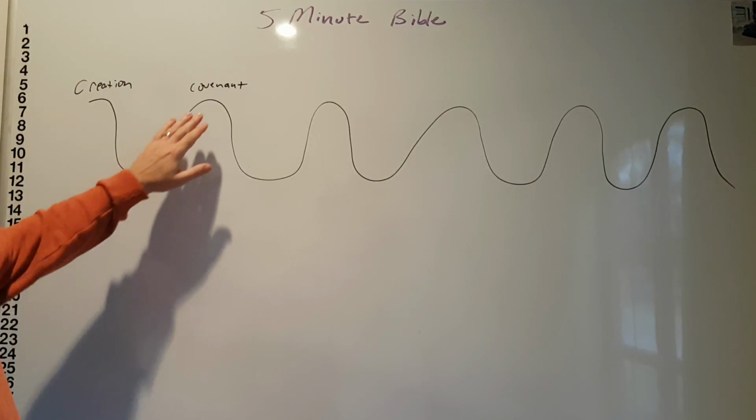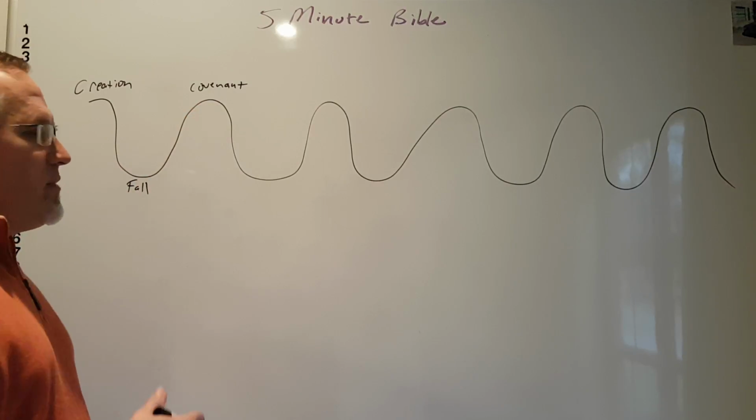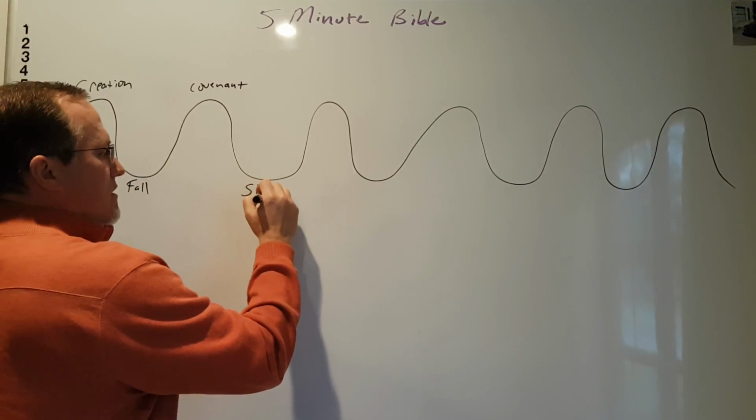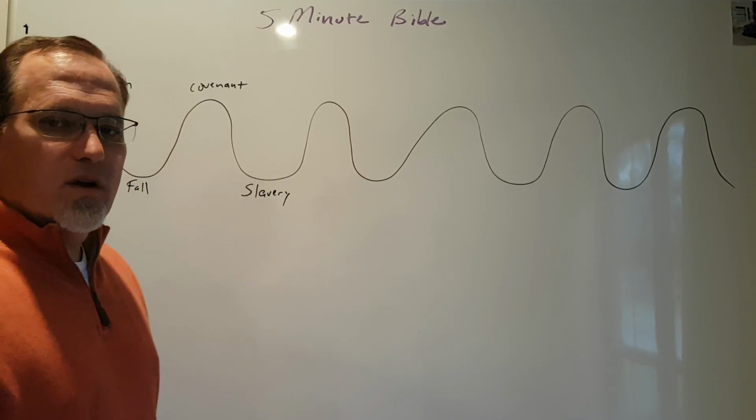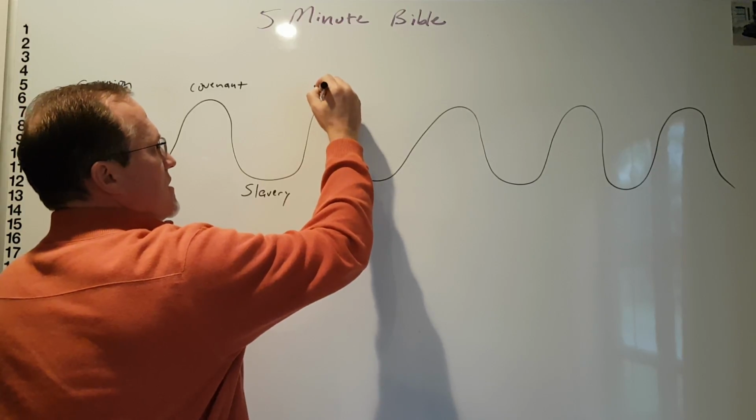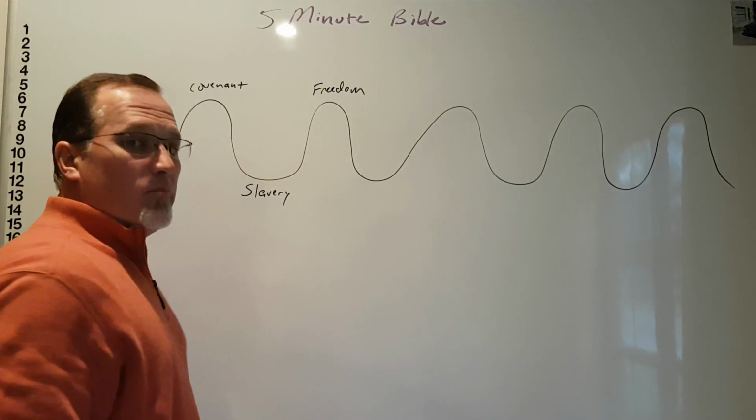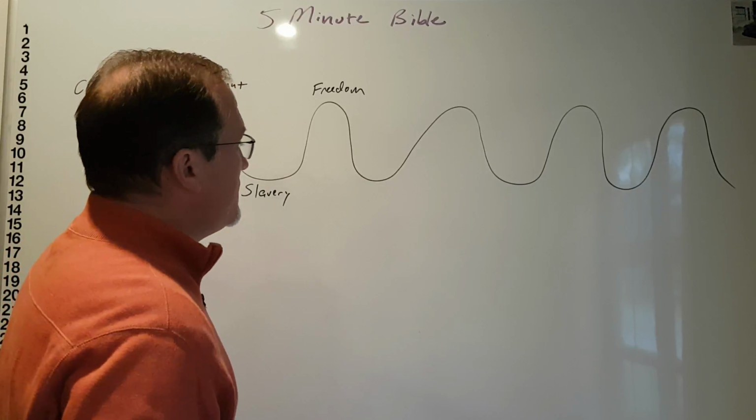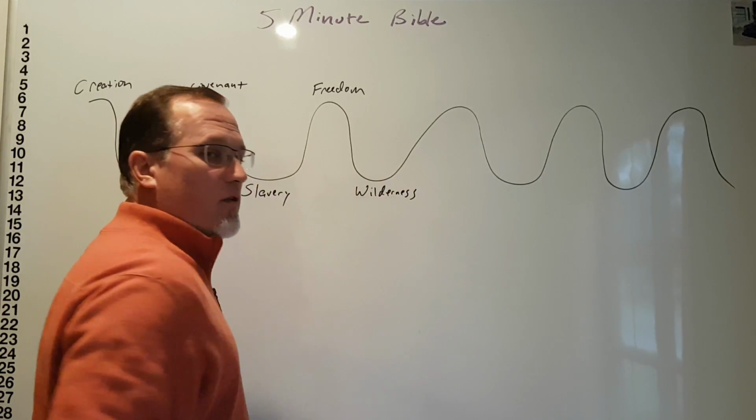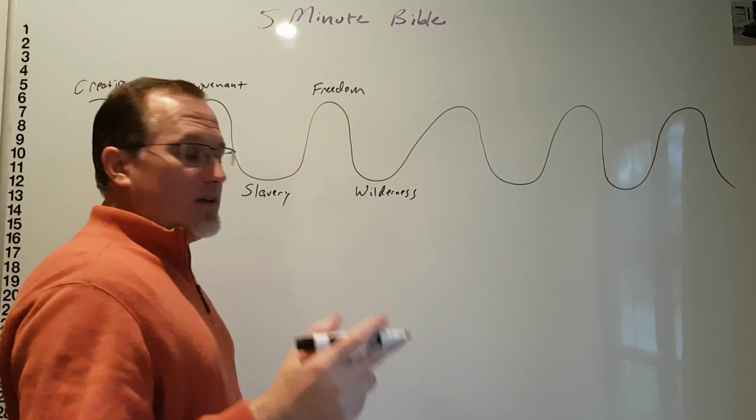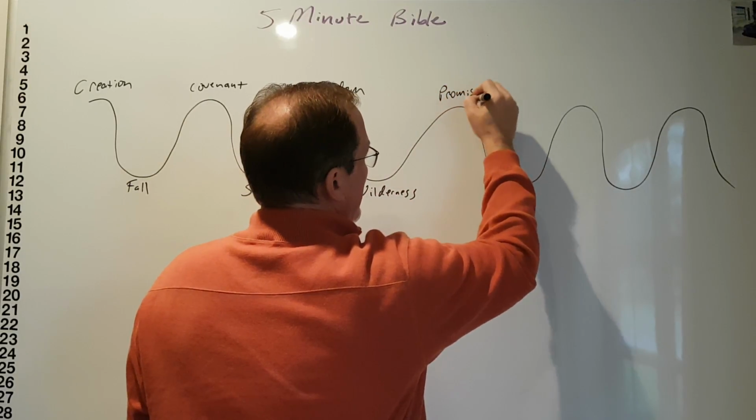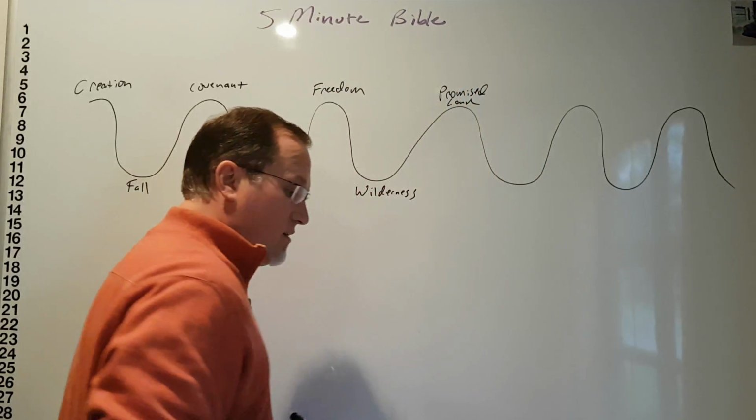So after creation and the fall, God makes a covenant with Abraham that he will make him great and he'll be a great nation. But unfortunately, eventually, the Israelites are put into slavery in Egypt. But God comes to the rescue, and we have the Exodus, and he gives them freedom again. But they rebel against God in spite of the freedom they've just received, and they wind up in the wilderness, wandering around for 40 years. Before they can take the land that God promised, they had to wander in the wilderness.